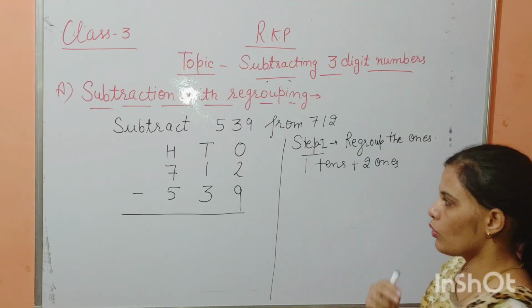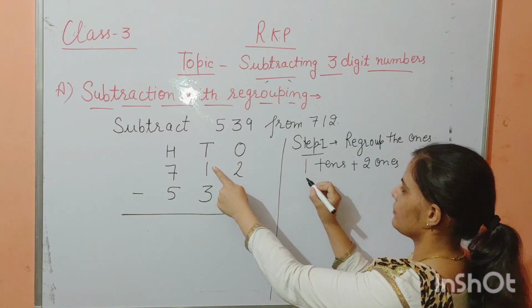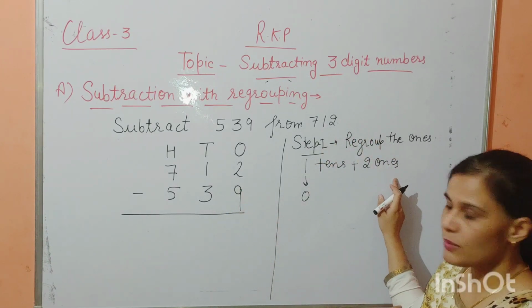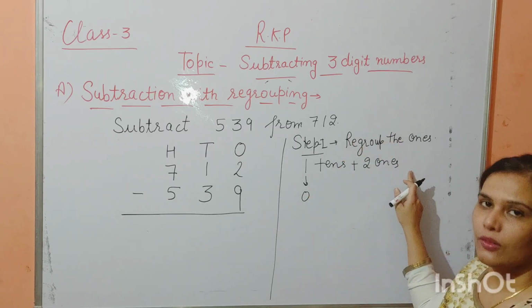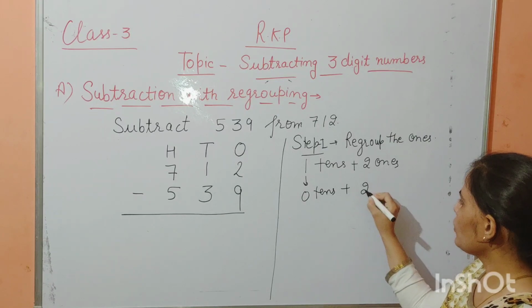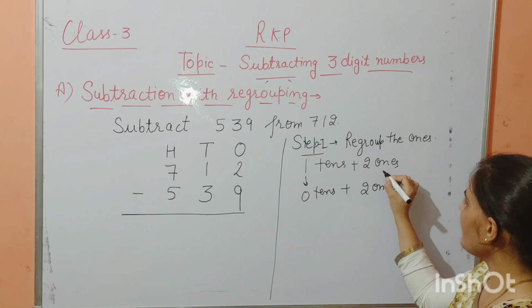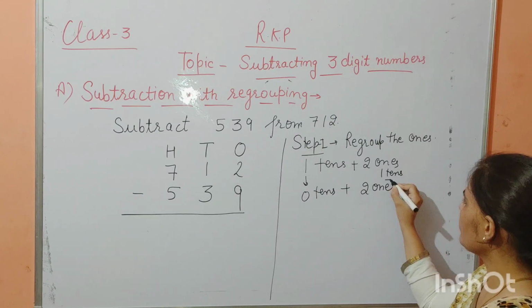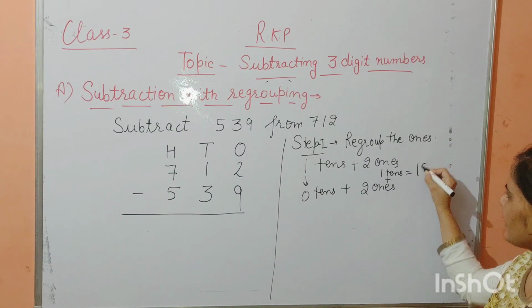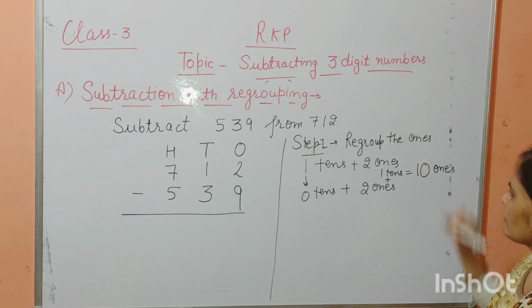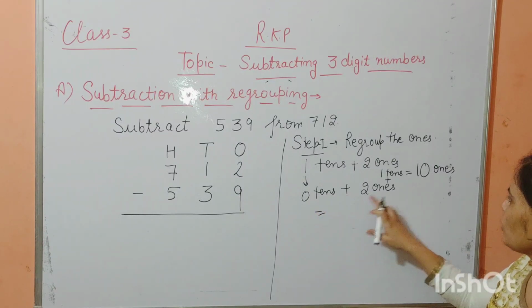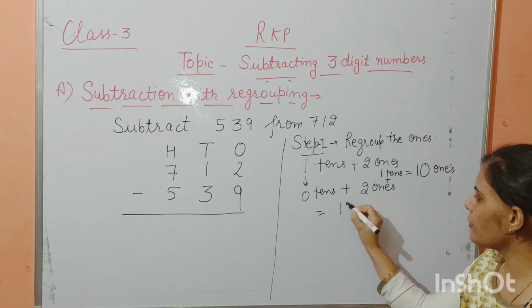When I borrow from the tens place, what will be left? 0, because 1 ten comes to the ones place. So what will be left here? 0 plus 2 ones, and here 1 ten comes also. You can write 1 ten as 10 ones. Now add: 0 tens means 0, so no need to write, and 2 ones plus 10 ones will become 12 ones.